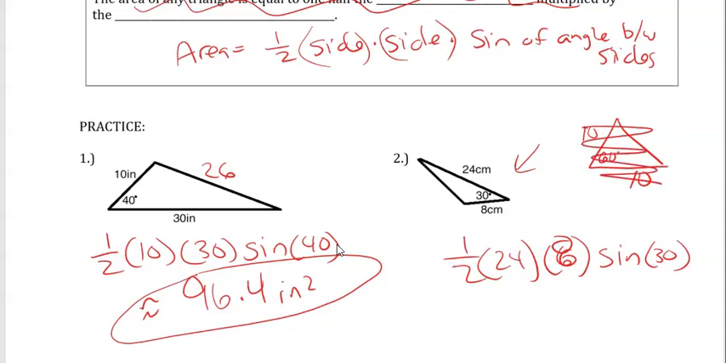So this is super helpful. Let's just put that into our calculator really quickly. 0.5 times 24 times 8 times sine of 30. And that spits out 48. Did everybody else get 48 when they put it in their calculator?